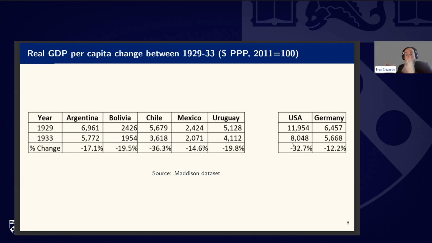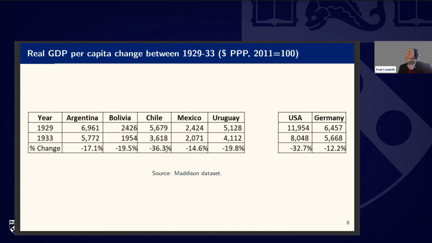So the US is the core of the Great Depression, one of the countries where the Great Depression had its highest impact. And even with all the literature and relevance that the Great Depression has in the US, we have another country where the magnitude of the depression was even higher. That country is Chile.